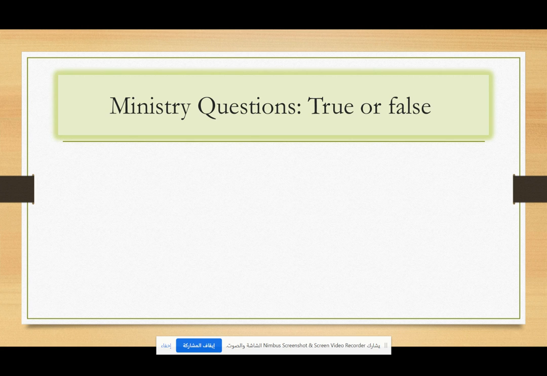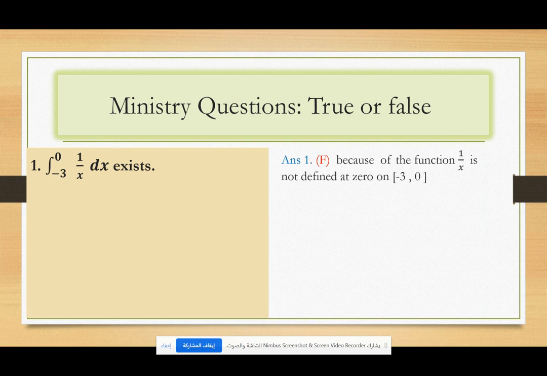Now let's go to some applications about theorem number one, because it is really important. From ministry questions, a true or false. Number one, if we're going to say that the integration from negative 3 till 0 for the function 1 over x dx exists, this statement actually is false, because the function 1 over x, as you know, is not defined at 0 on the closed interval from negative 3 till 0.